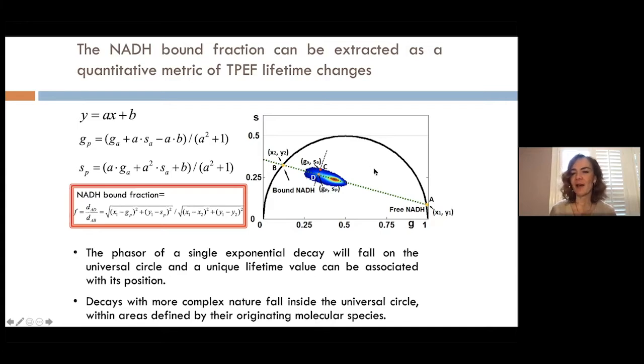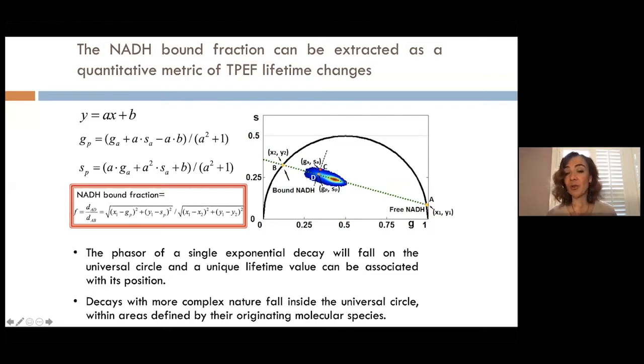Every decay pattern, every pixel, corresponds to a dot in this ellipsoid. If you have a fluorescent molecule that has a mono-exponential decay, then we would see that residing along this universal semicircle. When you have a bi-exponential decay, as in the case of NADH, then you end up with points that lie along a line that crosses this semicircle at points that correspond to the long and short lifetimes for the bound and free NADH.